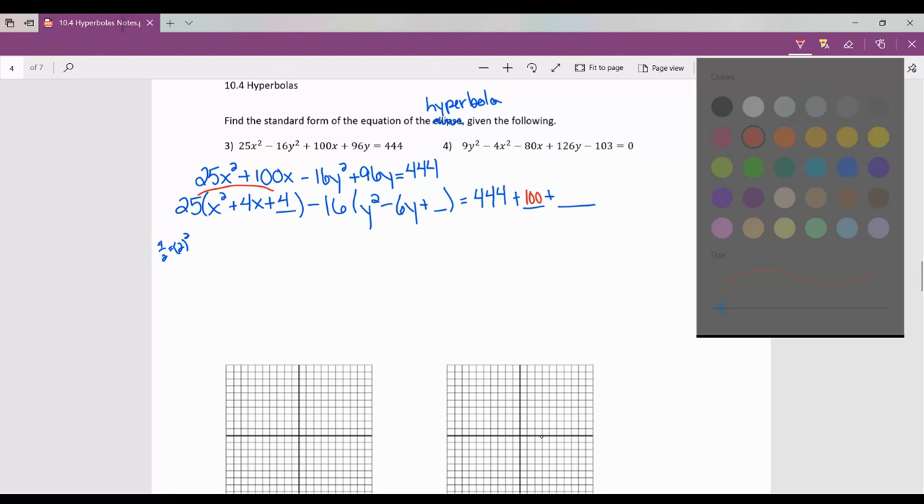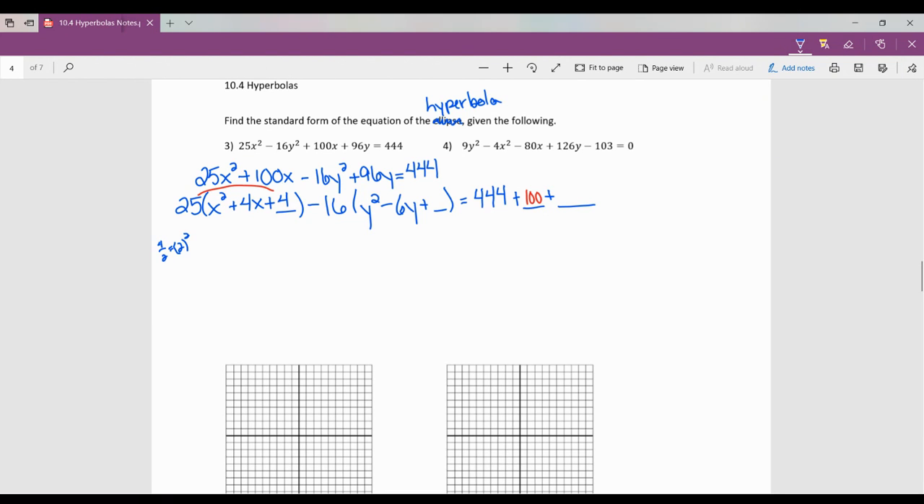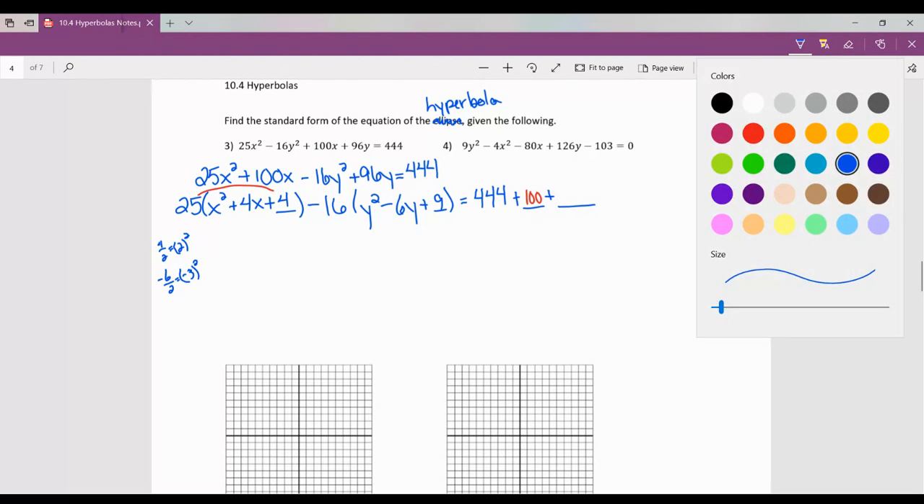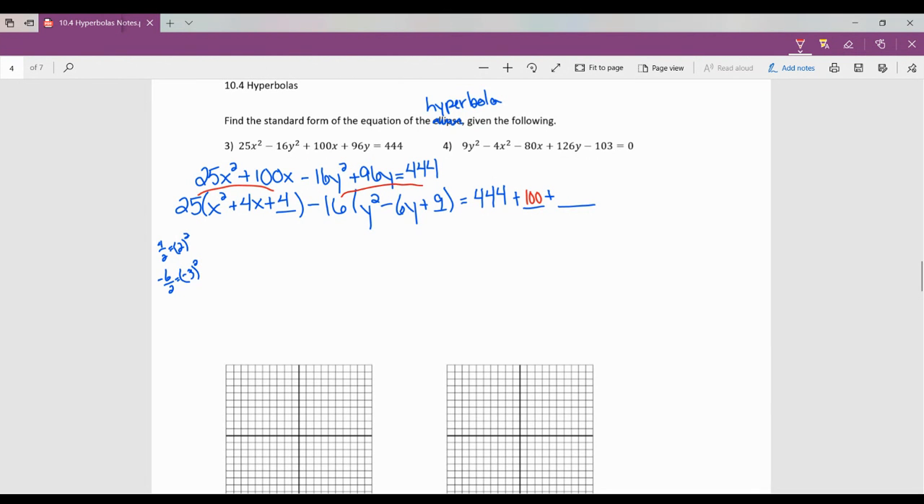All right, now the next one, what we do is we take that middle number, negative 6. I divide it by 2. It's negative 3. I square it. That's positive 9. Careful, I didn't add 9. I added negative 144, because we're multiplying, remember, by that negative 16.